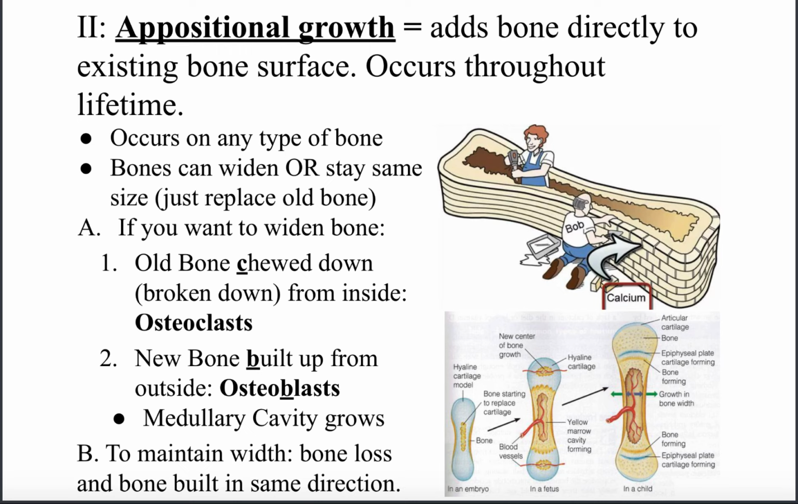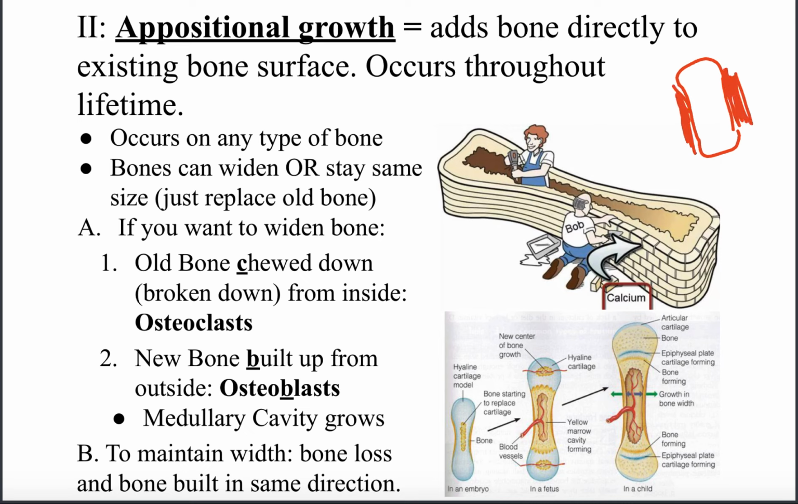So you're going to take the edges of your bone, clean it up by sanding it away with osteoclasts, and then toss on new bone on top of it, osteoblasts. All right? Now, depending on how you do it, you can widen or make your bone actually grow in terms of width, or you can just keep the same size. So if you want to widen bone, you're going to take your bone and then lay down more bone on the outside edge.